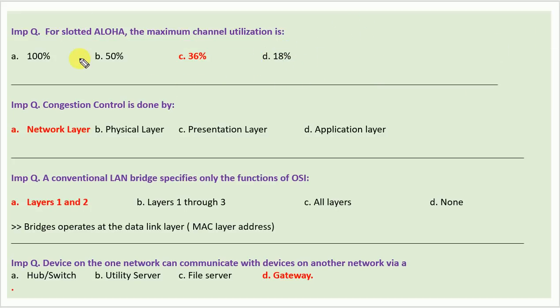Okay. But in this question they have asked about slotted Aloha. So for slotted Aloha, the maximum channel utilization or the maximum efficiency possible is 36%. Okay. Now the second question is: congestion control is done by which layer? Again, we have already discussed it, but I have taken this question because it was a very good question and asked 2 to 3 times. Congestion control is done by the network layer. It's nothing related with the physical, presentation and application layers. The correct answer would be network layer.